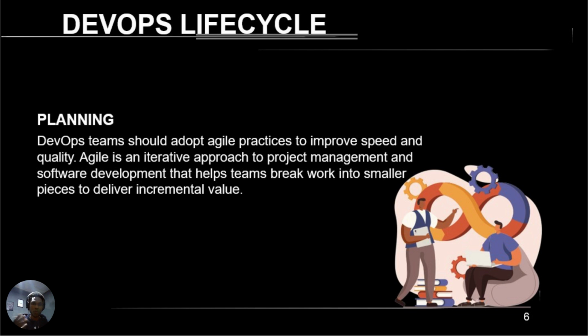So one of the DevOps lifecycle processes is the planning stage. DevOps teams should adopt agile practices to improve speed and quality. Agile is an iterative approach to project management and software development that helps teams break down work into smaller pieces to deliver incremental value.